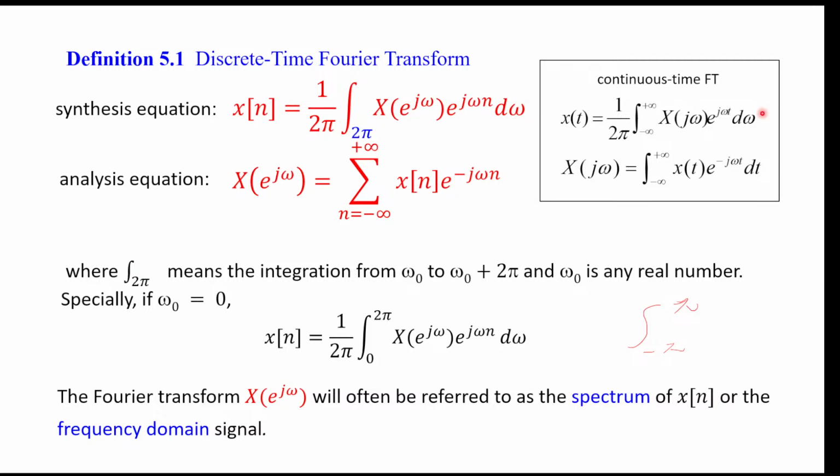Okay, this integration over a 2 pi range can be any interval of length 2 pi, for example 0 to 2 pi or minus pi to pi. And just like in chapter 4, this big X of e to the j omega is called the spectrum of x of n, or the frequency domain signal, because we think big X and x are basically the same signal. We are just looking at it from different angles. So x of n is the time domain signal, and big X of e to the j omega is the frequency domain signal.